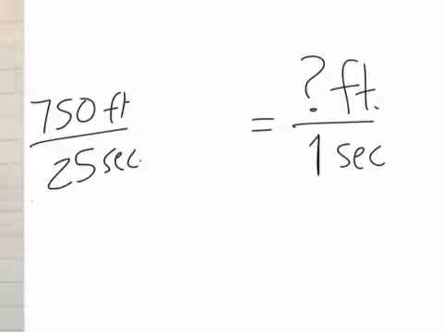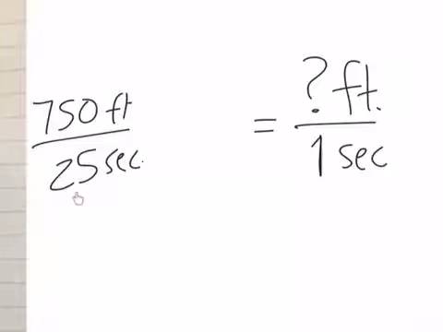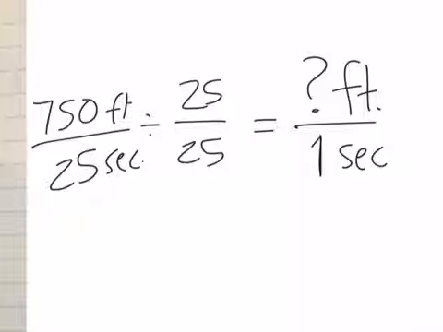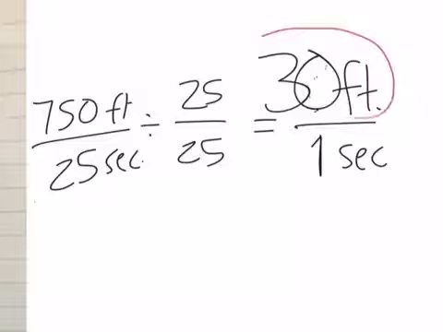All right, in order to get from 25 to 1, we know that we have to divide by 25. If we do it to the bottom, we got to do it to the top. So here we have 750 feet divided by 25. We just said we know that 750 divided by 25 is 30. So we'll get rid of this question mark here. 750 divided by 25 is 30 feet. So we can read this as 30 feet.